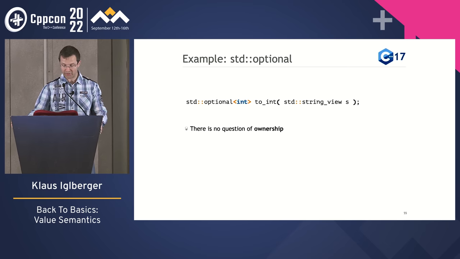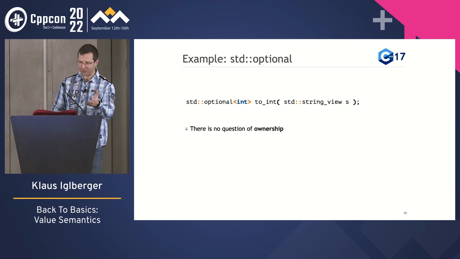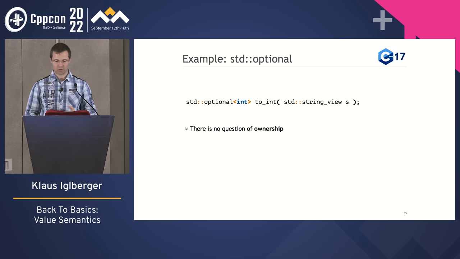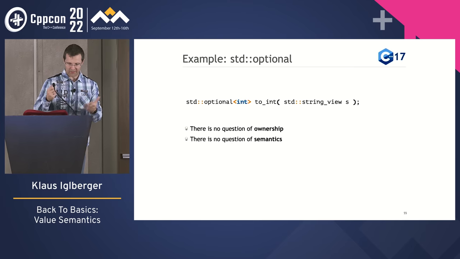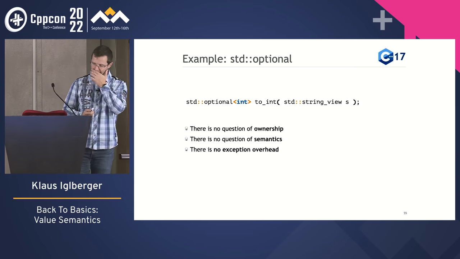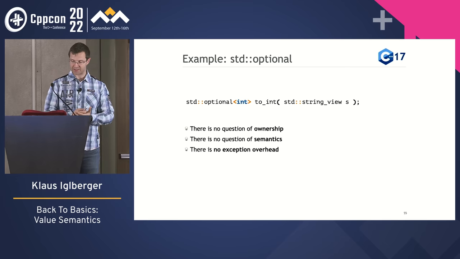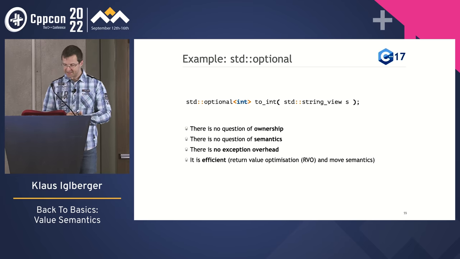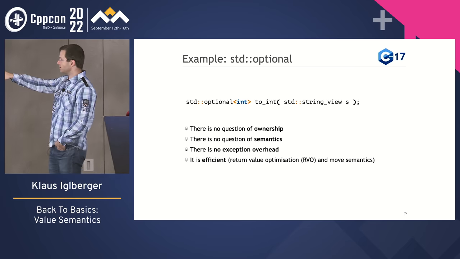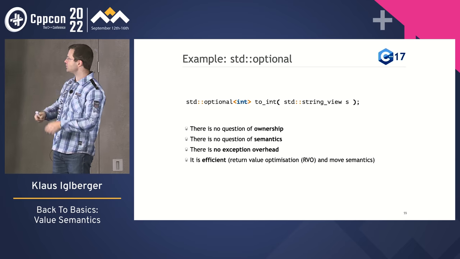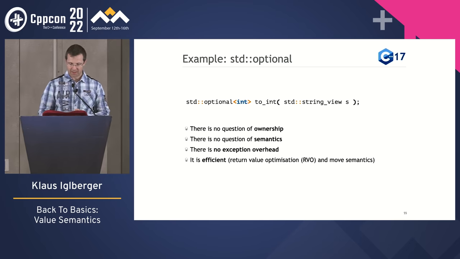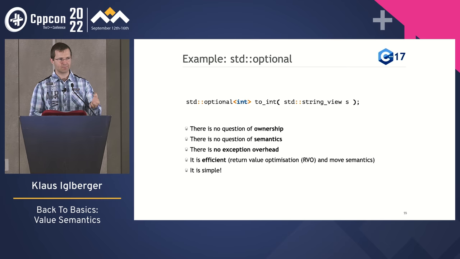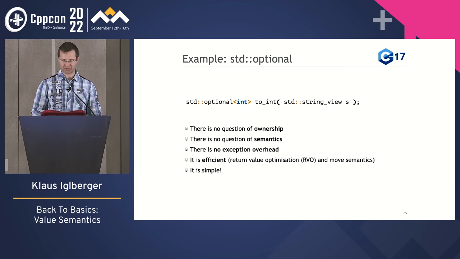So there's no question of ownership in this context, not at all. I know it's a value, it might be copied, it might be moved. There's no question here. There's also no question of semantics, like the pointer approach. Sure, we got a unique pointer, this was nice too, but here I don't even question that. There's no exception overhead, also definitely something great. And it is efficient. It is efficient because either the return value optimization helps us to get this int out, or perhaps in the worst case, the move semantics would help us. So in other words, it's simple. The value makes this so much clearer, so much more natural.